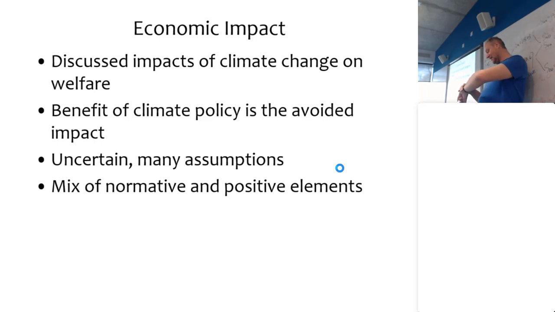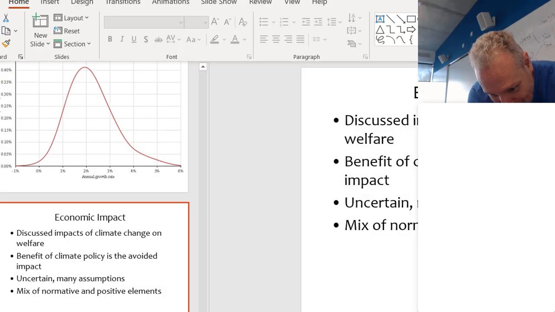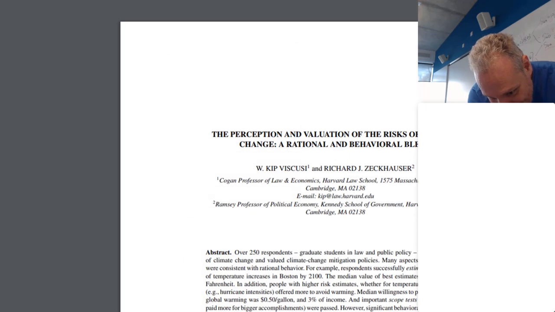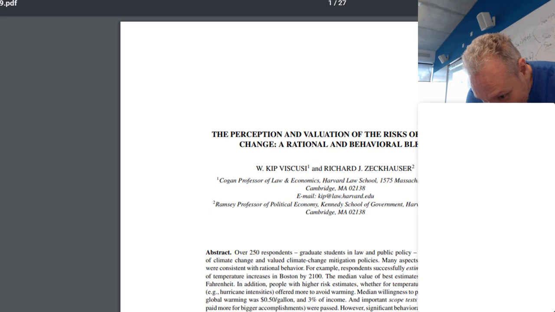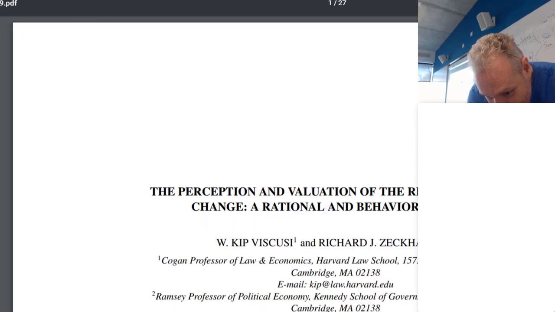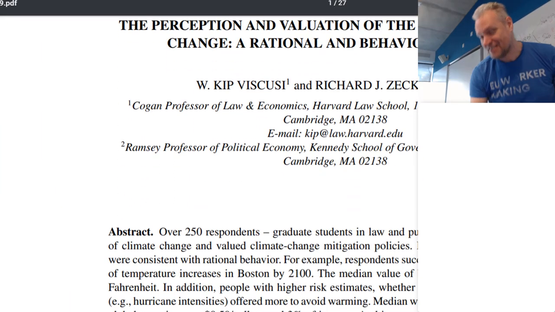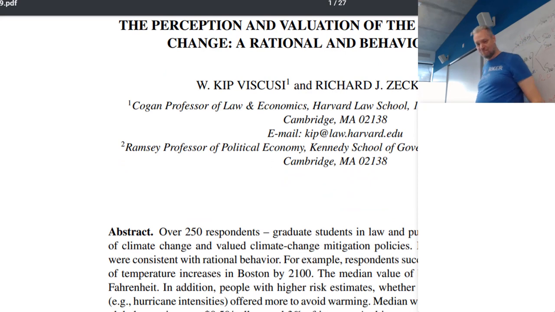So let me give you the 4-minute rundown on this Viscusi-Zeckhauser paper. I talked about the impacts of climate change and how to measure that, right? And then from those impact estimates, we derived a social cost of carbon, which can be interpreted as a willingness to pay to avoid climate change at the margin.